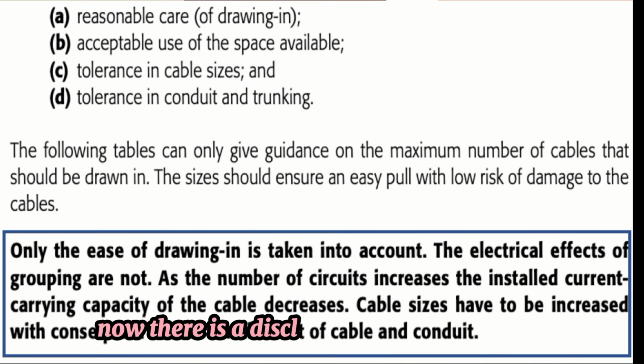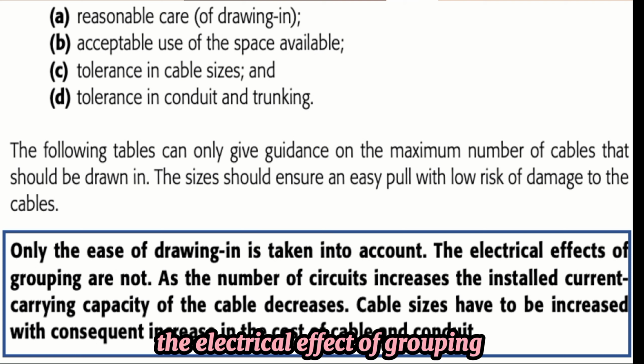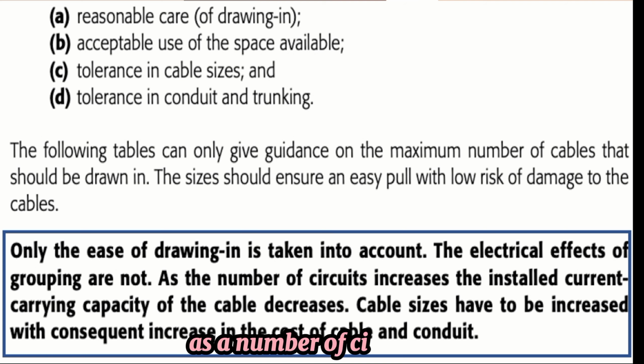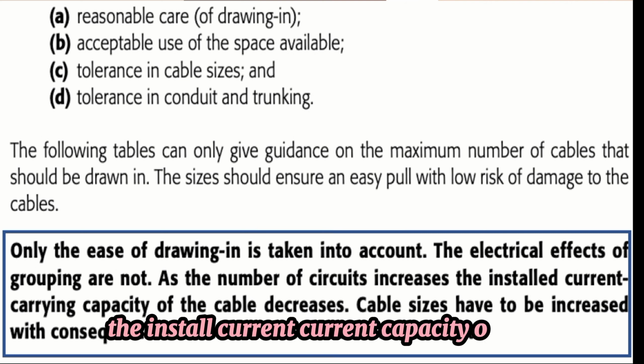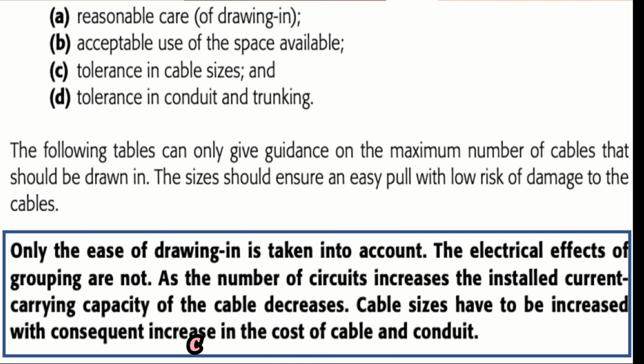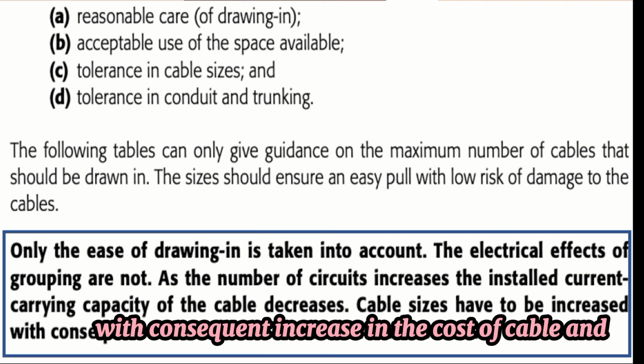Now, there is a disclaimer here, and that is what is already in bold. Only the ease of drawing in is taken into account. The electrical effect of grouping is not. As the number of circuits increases, the installed current carrying capacity of the cable decreases. Cable sizes have to be increased, with a consequent increase in the cost of cable and conduit.